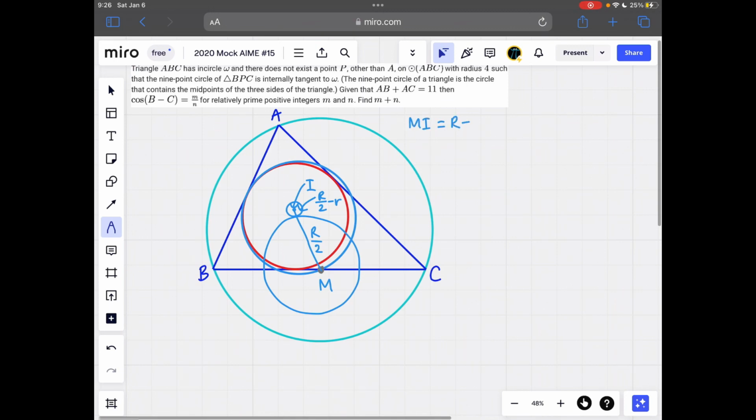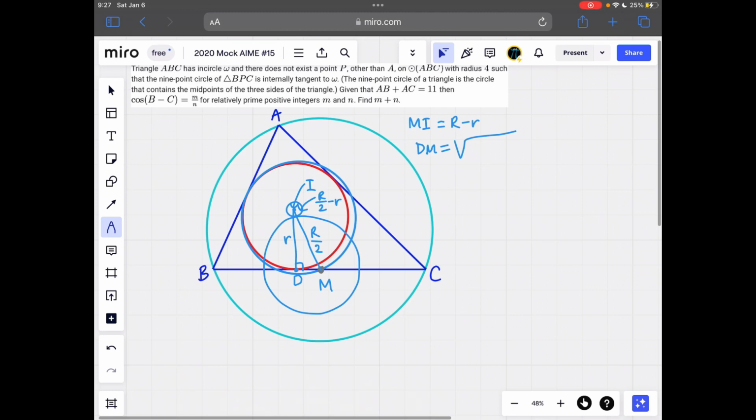Mi equals big R minus little r. Now the obvious thing to do would be to drop the perpendicular from I. It has length little r. And since Mi is equal to big R minus little r, let's call this point D, where the incircle is tangent to BC. We can find dm in terms of big R and little r.